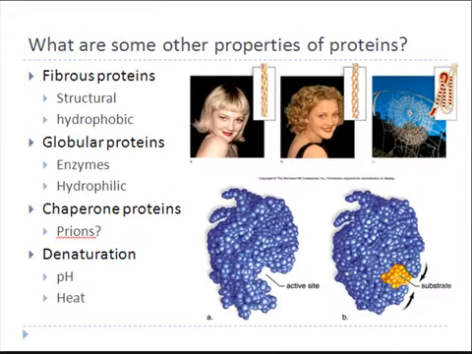Last thing I want to talk about are some of the properties of proteins. Proteins can be divided into 2 general categories. There are what are called fibrous proteins, and they're called fibrous proteins because they look like long fibers. These are also sometimes called structural proteins because their job is to provide structure to a cell or to a hair, or whatever it might be. They're there to provide structure and support. Generally speaking, these tend to be hydrophobic.